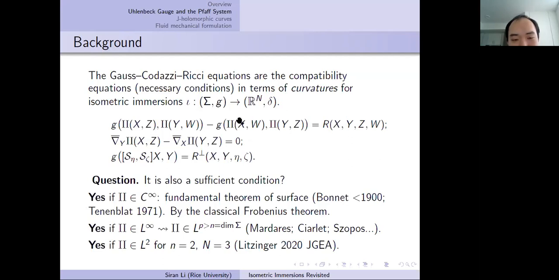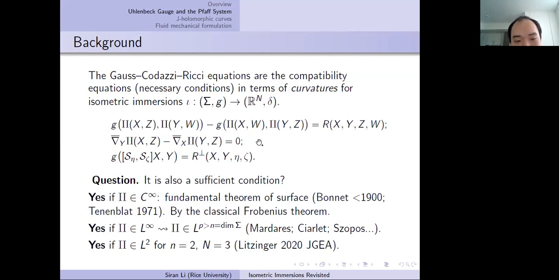So it says that certain quadratic nonlinear expressions of the second fundamental form, so II is the second fundamental form, give rise to the Riemann curvature of G, which is given because in this problem we prescribe the intrinsic geometry. G is given, so R is given. And the second equation is the Codazzi or Codazzi-Mainardi equation.